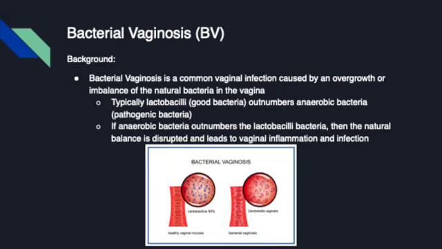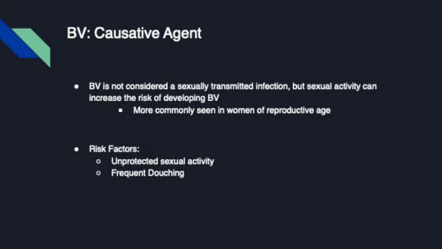If too much of the anaerobic bacteria is present, they disrupt the natural balance of the microorganisms within the vagina, which leads to bacterial vaginosis and inflammation and infection. On this next slide, we are evaluating the causative agent of BV. And BV is not typically considered a sexually transmitted infection or STI, but sexual activity can increase the risk of developing BV. And it's typically more common in women of reproductive age.